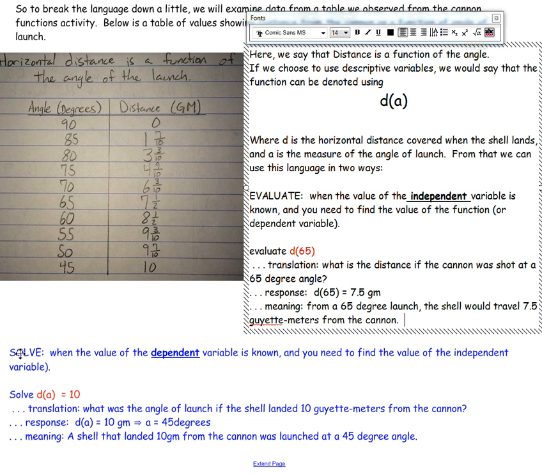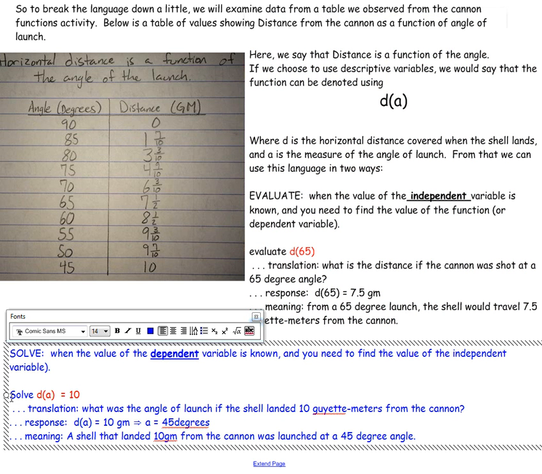Here's another kind of question, and this time the question is solve, not evaluate. When it says solve, we know the dependent variable value, and we need to find out what possible a values would correspond. So when the question says solve d of a equals 10, I know the y value, and that is to say I know that the shell landed 10 Guyette meters from the cannon. The question is, what angle was it launched at to give me that result?